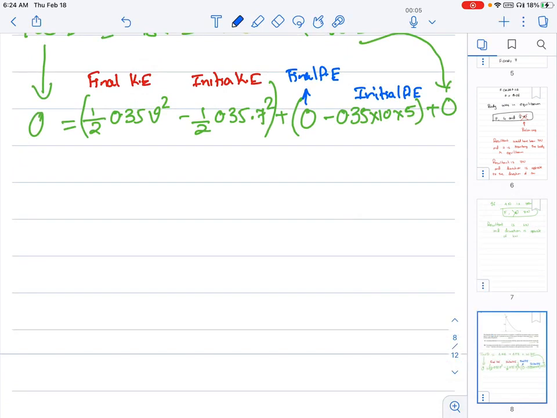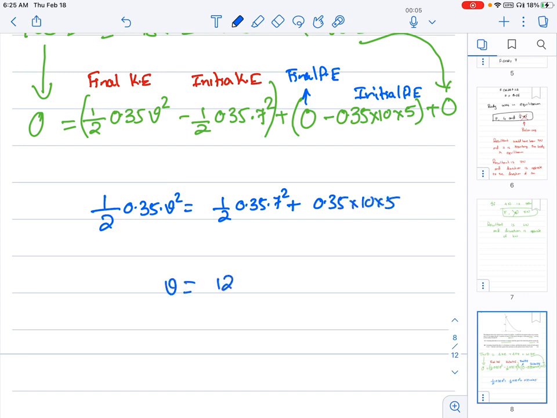Now from there I can equate it out and get the values. So what do I get over there? Half times 0.35 times v square is equal to 1 upon 2 times 0.35 times 7 square plus 0.35 times 10 times 5. From there I get the value of v as 12.2 meters per second.